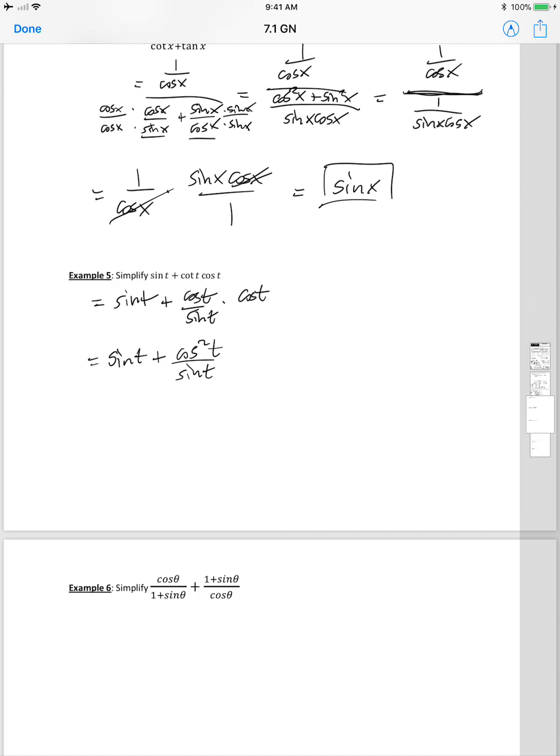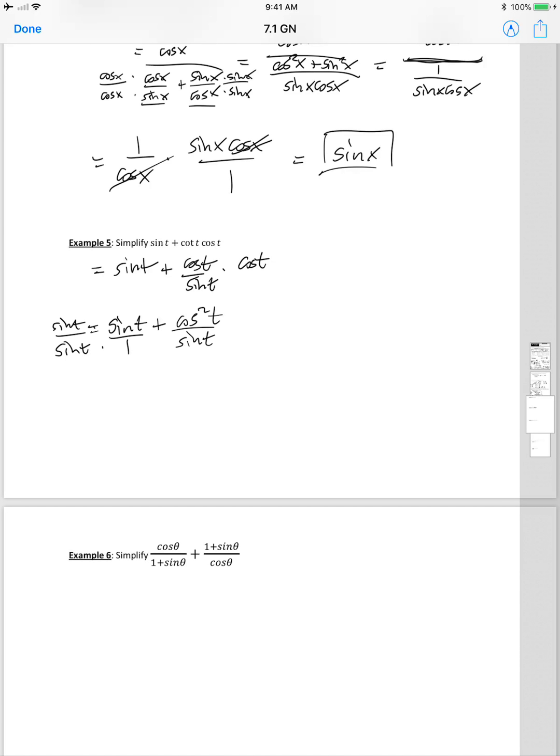And again, now I'm going to get a common denominator. I'm adding these two terms, and one of them is a fraction, which means I need a common denominator. That's going to be sine of t. What I do to the denominator, I need to do to the numerator, because you'll see that this is really multiplying by 1. I'm not changing the expression's value. I'm just changing the way it looks.